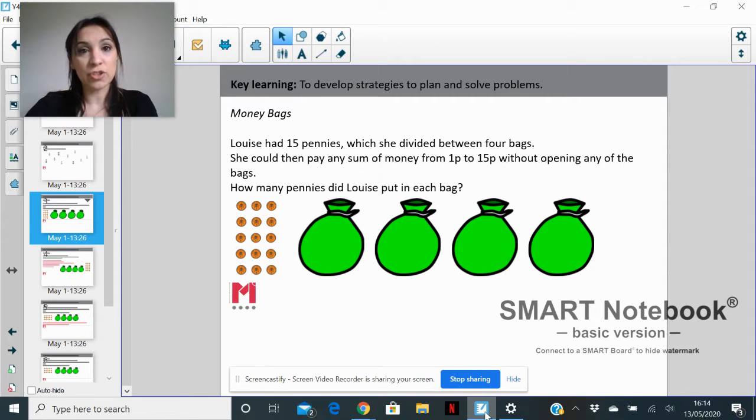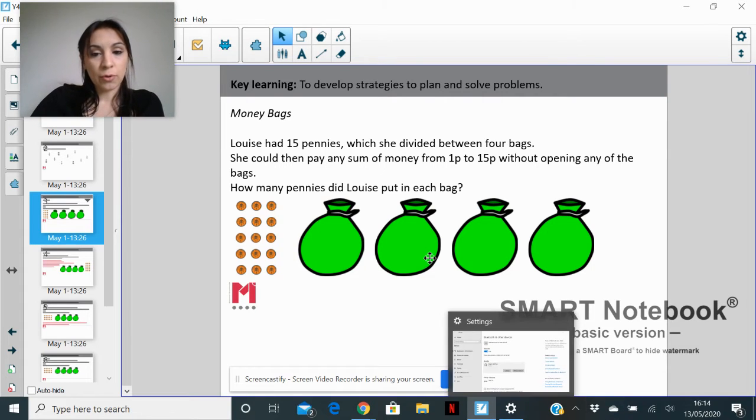I'm going to read out your question and then we're going to have a think about how you might start to answer it. Louise had 15 pennies, which she divided between 4 bags. She could then pay any sum of money from 1p to 15p without opening any of the bags. How many pennies did Louise put in each bag?